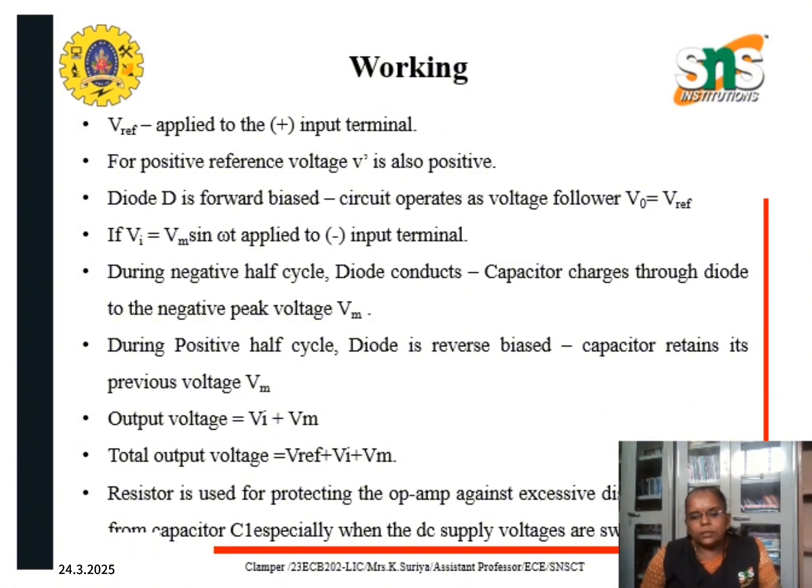The resistor is used for protecting the op-amp against excessive discharge from the capacitor C1, especially when the DC voltages are switched.